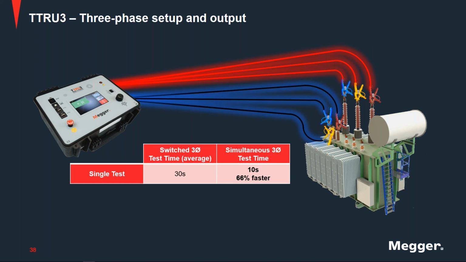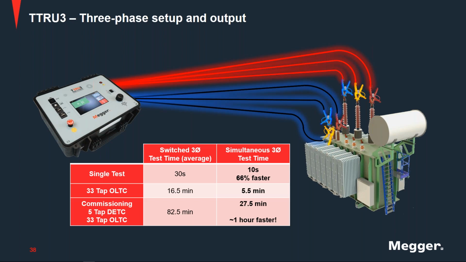I mentioned earlier that simultaneous three-phase testing is about 10 seconds, which on average is about 66% faster than switch three-phase if you look at all the different turns ratiometers that are out there. If you're doing a single test on a transformer, that's not really going to get you all that excited. If you are doing any kind of testing on OLTCs, you start to see vast improvements in test time. So 10 minutes if you're only running through one tap, but then you can save up to an hour if you're doing a full-blown commission testing where you're going through all the DETC and OLTC taps.